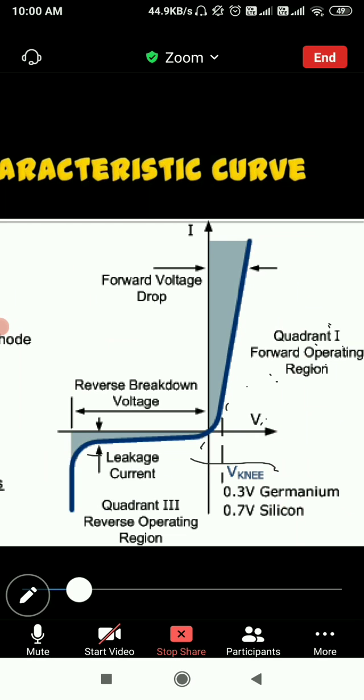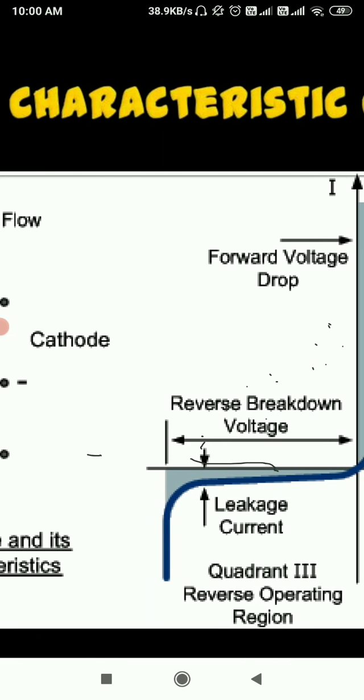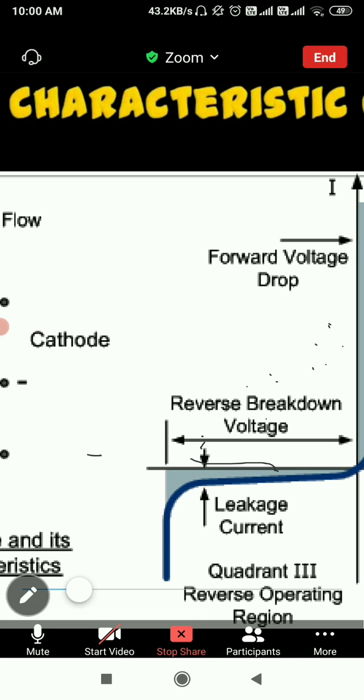Okay, now we can move to the reverse characteristics. Now what are we supposed to do? Here we are supposed to give the negative supply of the battery. If you want to see the diagram, I will show you. Just wait for a minute.